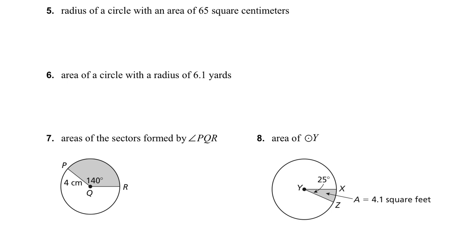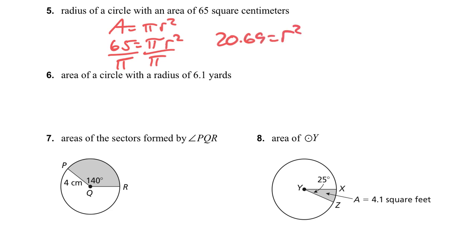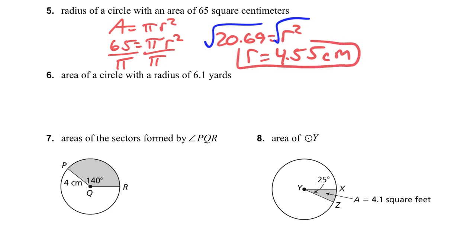Now we want to find the radius when we have an area of 65 square centimeters. Again, area equals pi times the radius squared. So I have 65 equals pi times radius squared. Divide both sides by pi. And that's going to give me 20.69 equals my radius squared. At that point, take that square root, and you'll get that your radius is about 4.55, and we'll call that centimeters because we're no longer an area, so we don't have a squared unit.